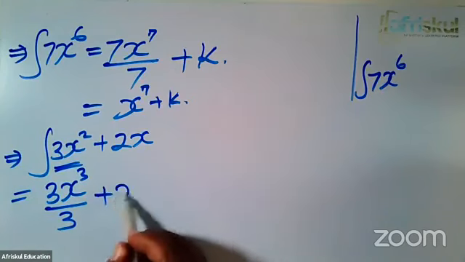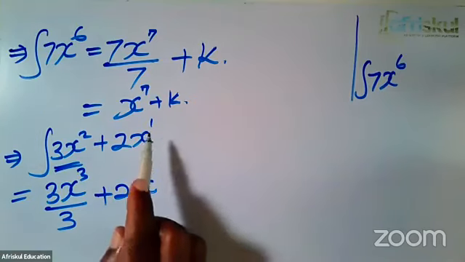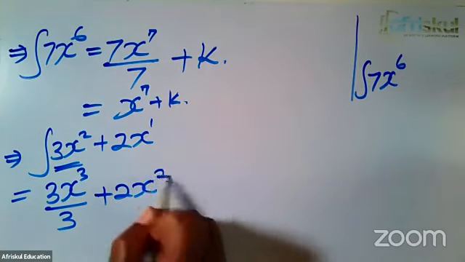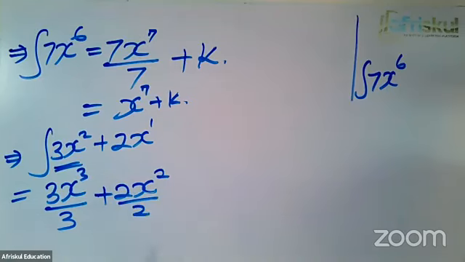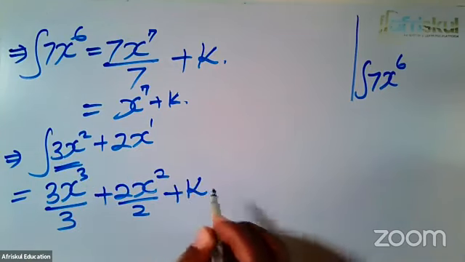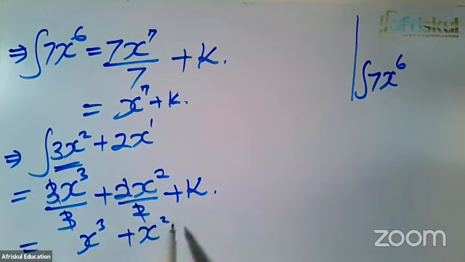Plus, we have here 2x. Of course, there is an implied raised to 1 there. So I want to increase that 1 by 1, which will give me a new power of 2. Never forget to divide by the new power. After finishing integrating all the terms, I must come and add k, the constant of integration. So at the end of it all, we'll have this canceling. Also, those ones will cancel out, giving us x cubed plus x squared plus k.